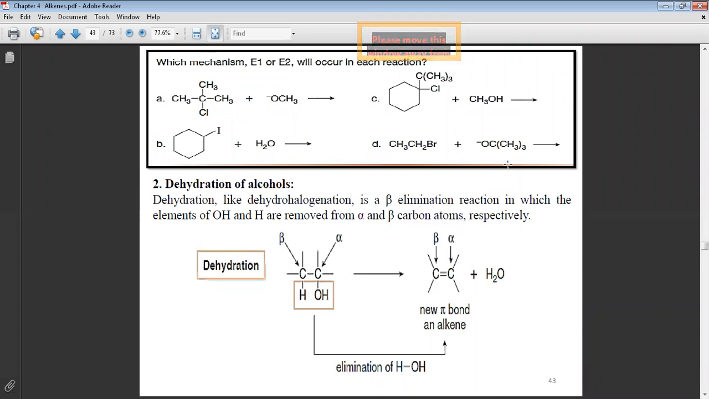Okay. Also, students, if you use a weak base, look at reaction D. For reaction D, if I use H2O, which mechanism?